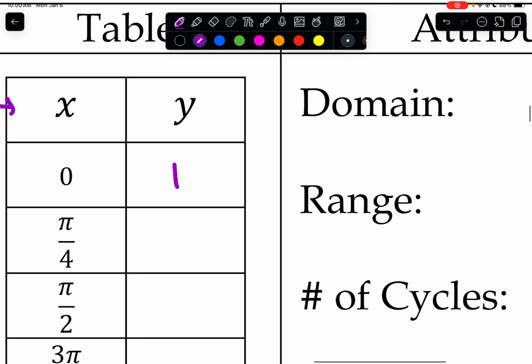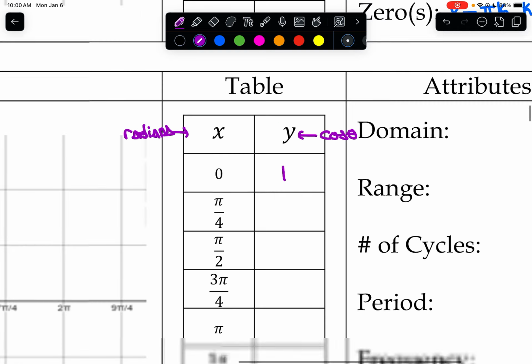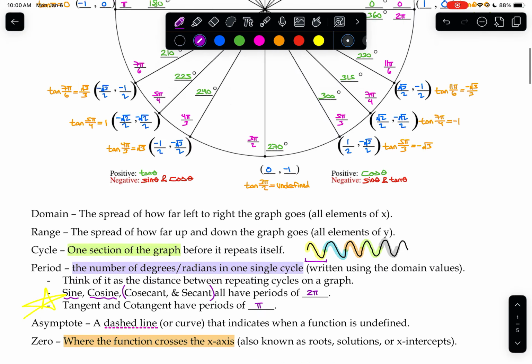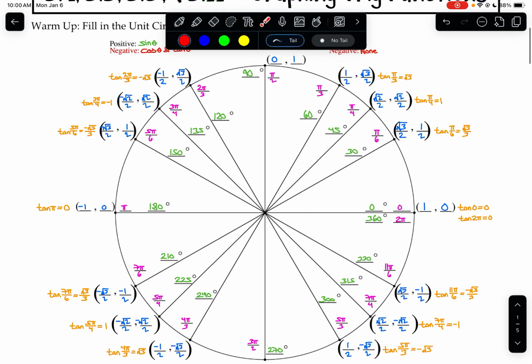And then your y value, this is going to be cosine of that radian. So remember, now we're going to be shifting gears and we're looking at the x values. So sine, we were looking at the y values. Cosine, we're looking at the x values. So if I go back up to my unit circle, now we're going to start with 1, then go to root 2 over 2, then 0, negative root 2 over 2, -1, so on and so on.